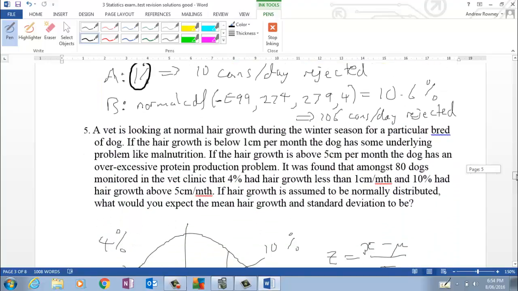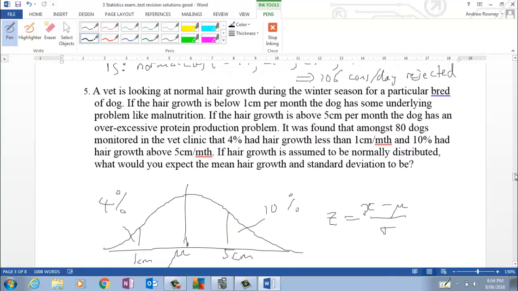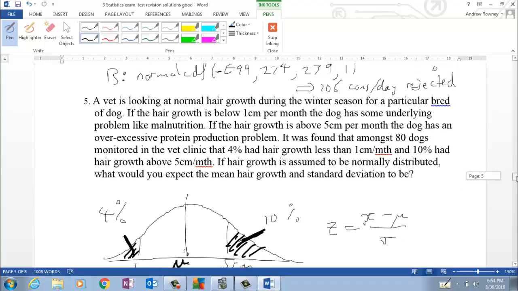Okay, so a vet is looking at normal hair growth during the winter season. If the hair growth is less than 1 centimetre a month, then it has problems with malnutrition, and that occurs for 4% of the dogs. If it grows too quick, this is for 10%, they grow more than 5 centimetres a month, and that can have problems. So these are considered the bad rejection regions here. Now what would you expect the mean hair growth to be? We want to know what mu, this mean hair growth, is.